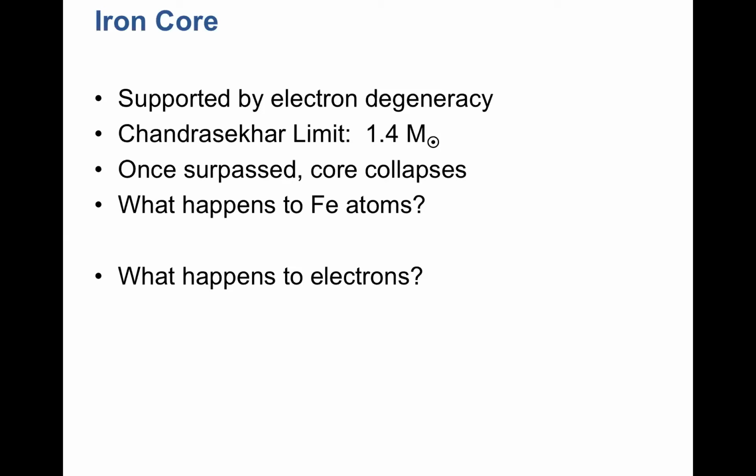All of those hydrogen atoms go away. They get photodisintegrated back down into protons and neutrons, all of them. Now, the electrons have to go away because the electron degeneracy was what's holding the star up. And we know that that can't be the case anymore. So what actually happens to the electrons? Let's think about what happens to the electrons. They combine with protons to form neutrons.